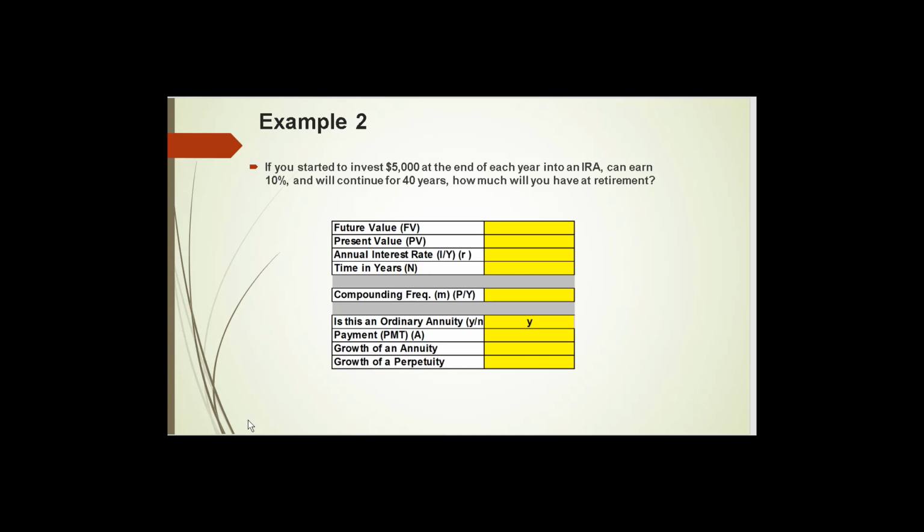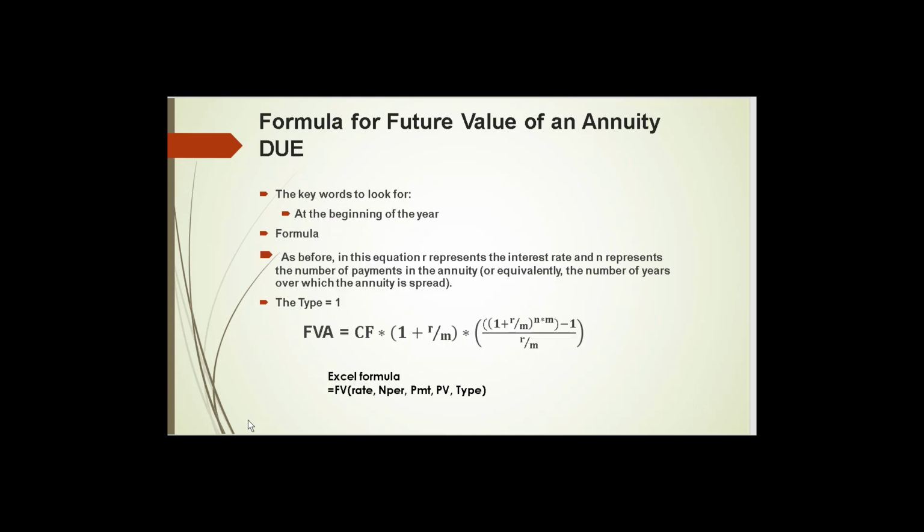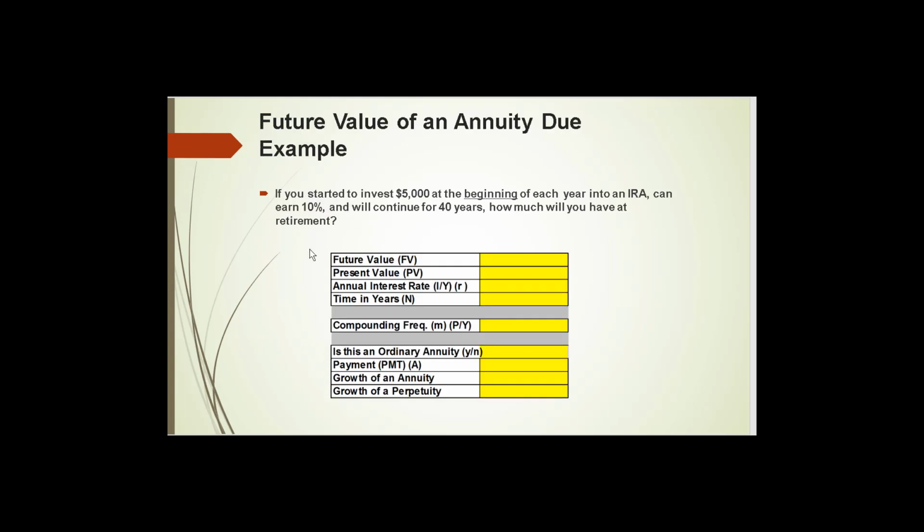Seems to me we need to figure out a way to invest something as soon as we can start investing. Another question, looking at the same kind of problem, is what do we do with an annuity due? There is a formula, obviously a different formula. Now we're looking for words like "beginning of the year."